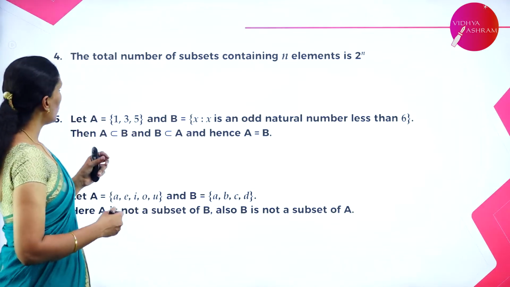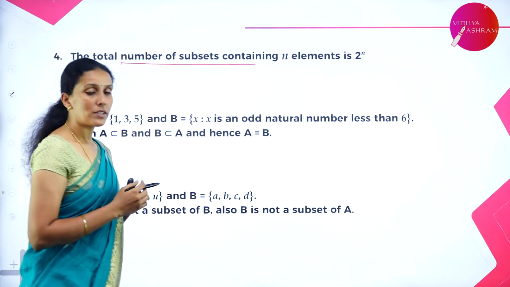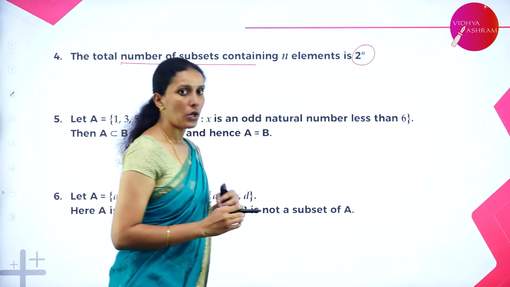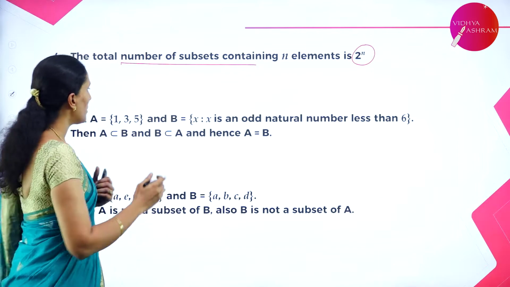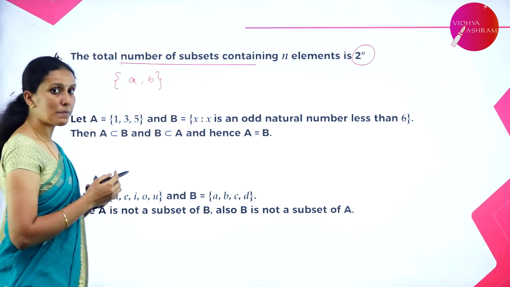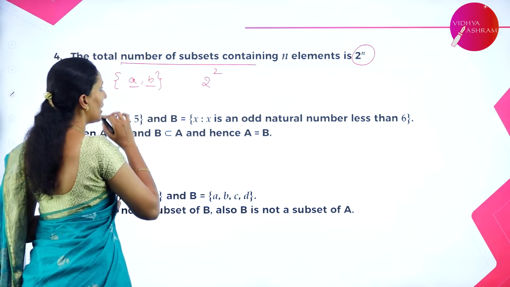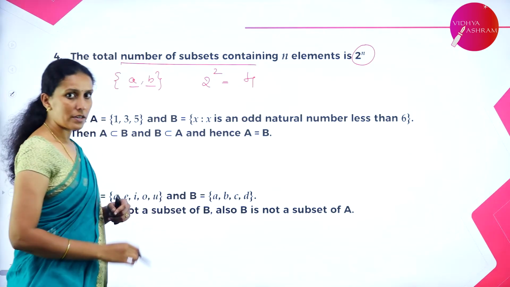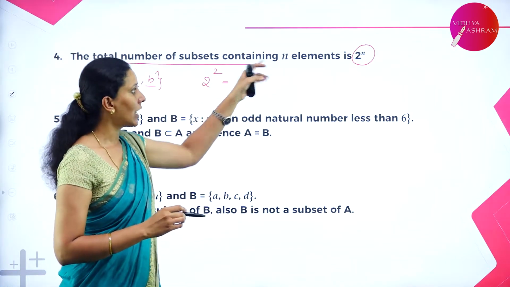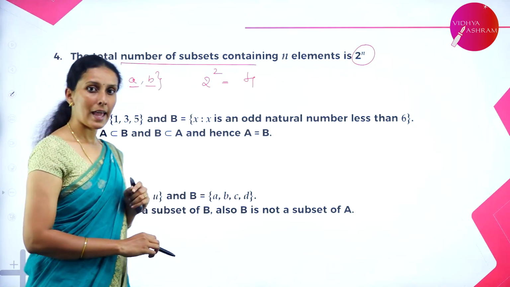Next thing is, the total number of subsets of a set containing n elements is 2 power n. How many subsets can be created from a given set? We can create 2 power n number of subsets, which you will study later. Suppose I have a set with elements A and B. How many subsets can be formed with this set? That is 2 power 2, since we have 2 elements here. Totally 4 subsets can be formed. Like that, how many elements are there inside the set is considered as n, and the number of subsets can be represented in the form of 2 to the power n.